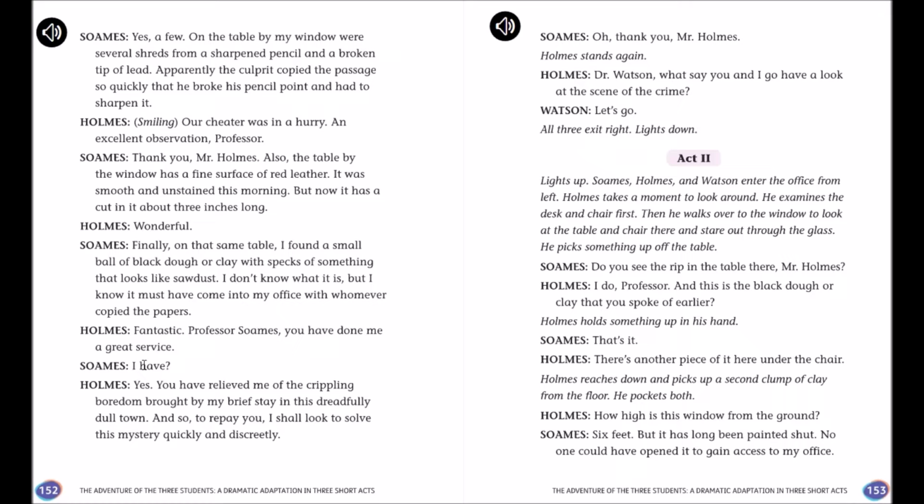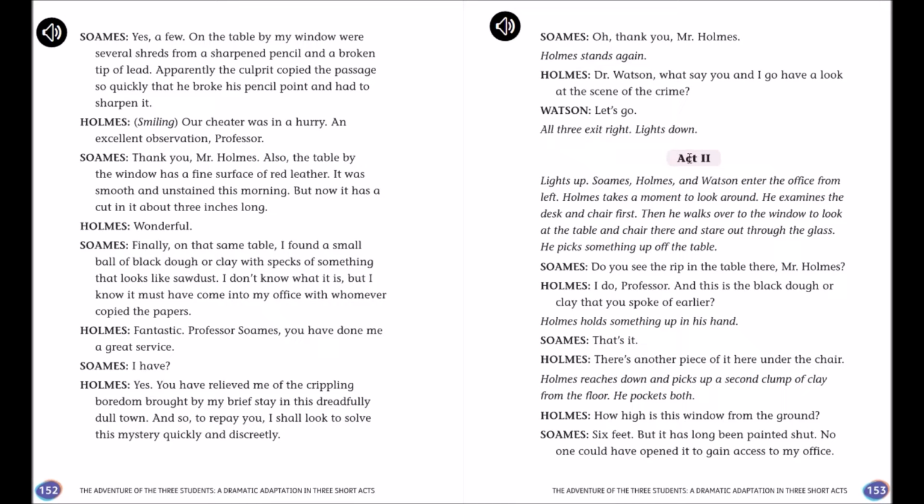Soames. I have? Holmes. Yes, you have relieved me of the crippling boredom brought by my brief stay in this dreadfully dull town. And so, to repay you, I shall look to solve this mystery quickly and discreetly. Soames. Oh, thank you, Mr. Holmes. Holmes stands again. Holmes. Dr. Watson, what say you and I go have a look at the scene of the crime? Watson. Let's go. All 3 exit right.